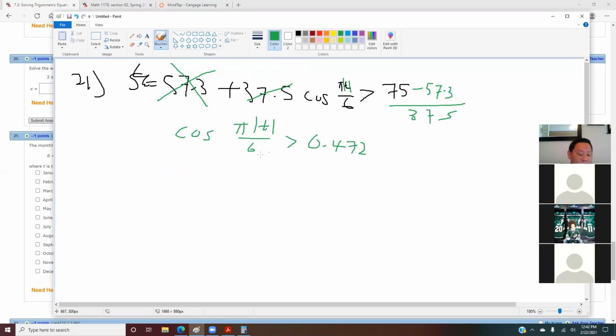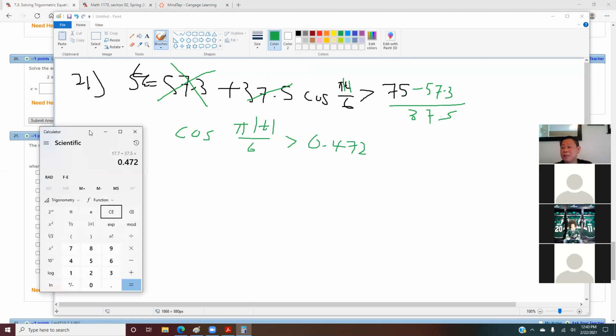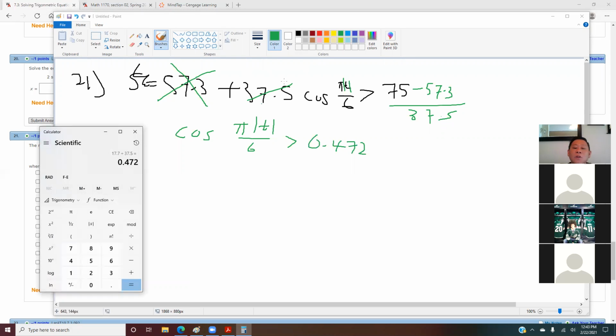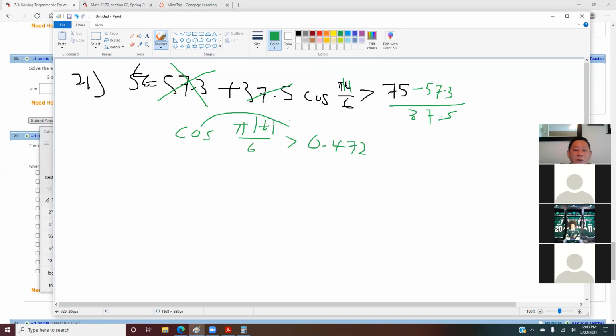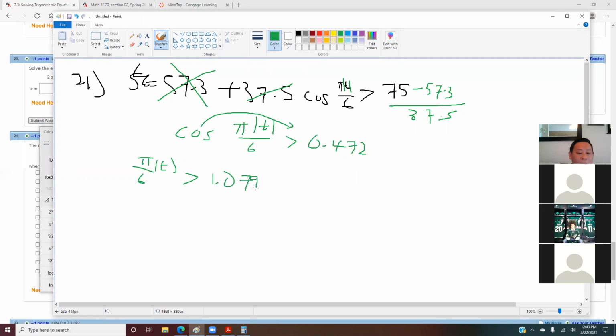0.472. Class, is this going to be in radian or degree? Radians. What tells you it's in radian? There's no label, and you also can see the symbol pi, radian. So make sure you have radian. So what we do here is we move the cosine over, so it becomes arc cosine, right? Arc cosine this fellow. So I'm going to do trigonometry, second, arc cosine. So this is 1.079.